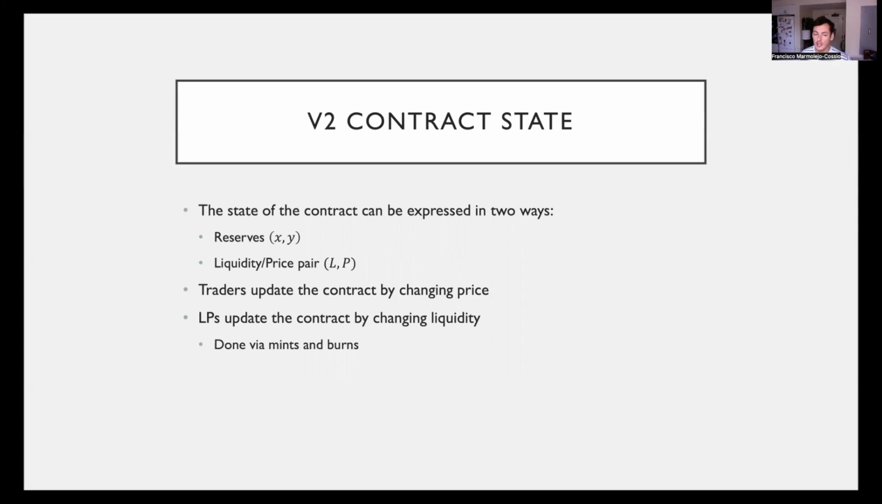Liquidity providers, on the other hand, update the contract state by changing the liquidity amount. So both of the agents are each correspondingly changing each of these two variables in this second, more convenient form of expressing the contract state. And liquidity providers either create or take away liquidity, and this is called minting or burning liquidity.